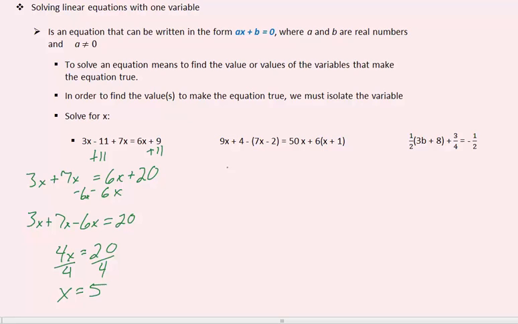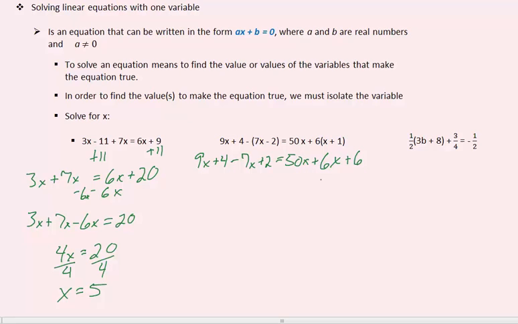We're going to take the same process for our next example, but first let's simplify the equation as much as possible before we start combining like terms. So if we do so, we'll have 9x plus 4, and then if we distribute the negatives through our parentheses, we'll get negative 7x plus 2 is equal to 50x plus, when we distribute our 6 through our parentheses, we'll get plus 6x plus 6. Now our goal should be to get all our common variables to one side.